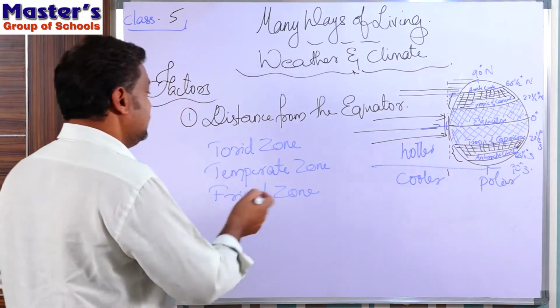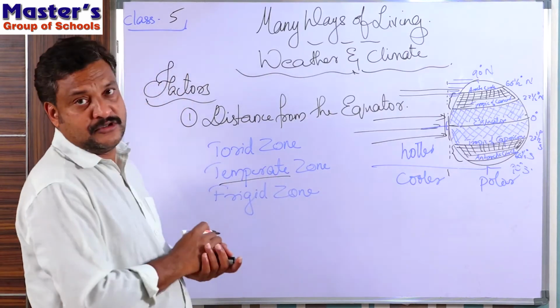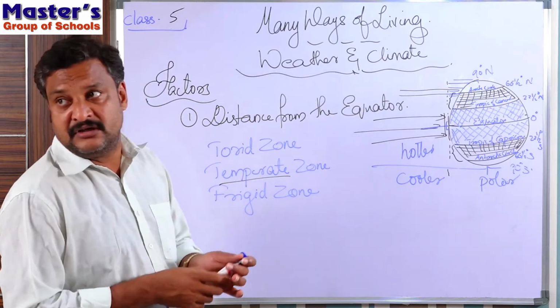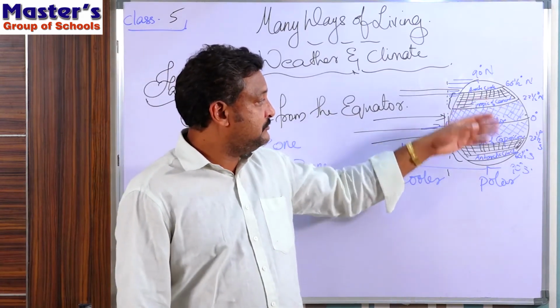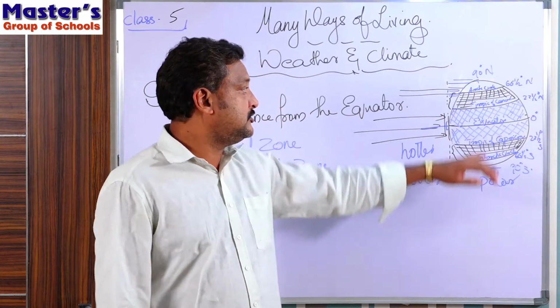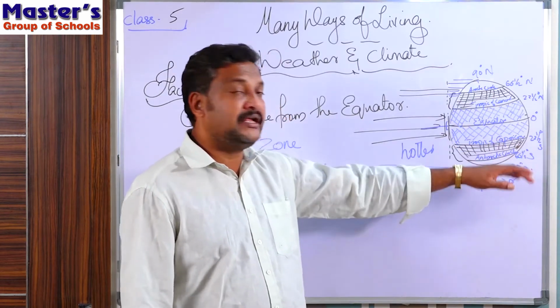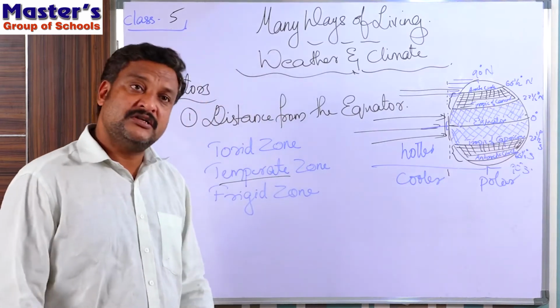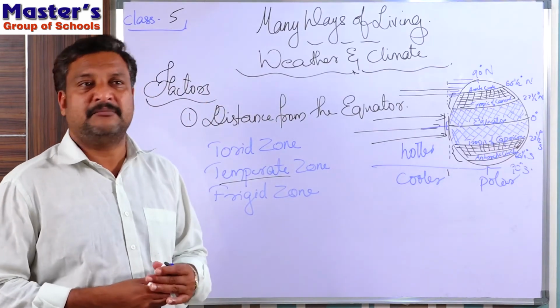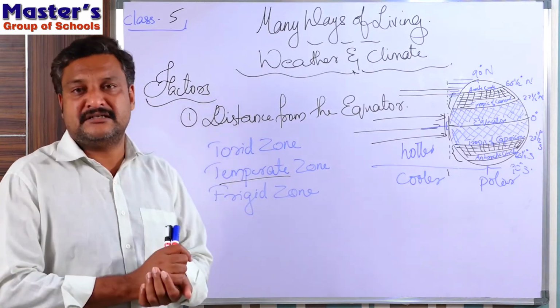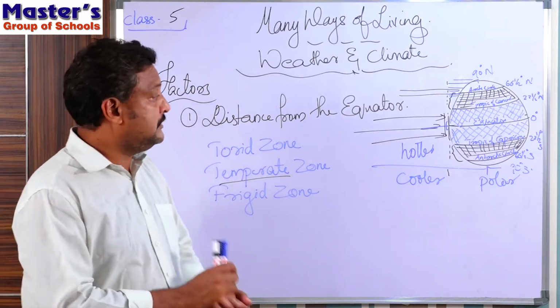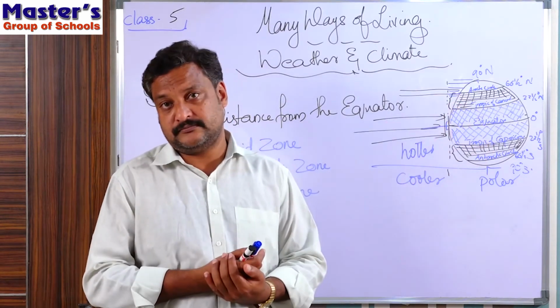What do we call it? A temperate zone. So where do we have temperate zones? In the northern hemisphere, we have temperate zones in between Arctic Circle and the Tropic of Cancer. And the southern hemisphere, we have a Tropic of Capricorn and the Antarctic Circle. Because these regions receive comparatively less sun rays than the torrid zone.